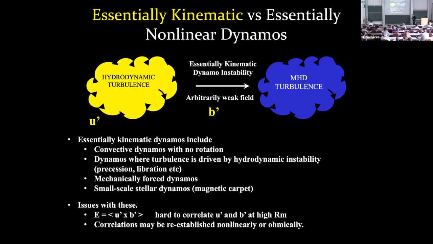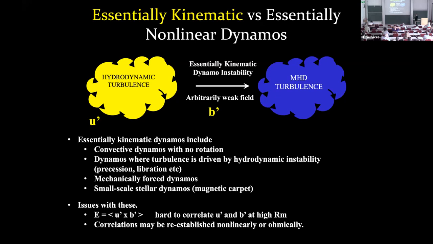And Keith showed some examples this morning of these essentially kinematic dynamo instabilities, and he was talking about the different timescales upon which the small scale field and the large scale field might be generated and might saturate. So we're all aware of these essentially kinematic dynamos. For example, convective dynamos, perhaps with no rotation, or dynamos where the turbulence is driven by some hydrodynamic instability. You then add a magnetic field, the turbulence generates a magnetic field, everything saturates. Mechanically forced dynamos are usually of this form, or perhaps small scale stellar dynamos of the convective type that you see in the outer layers of the sun.